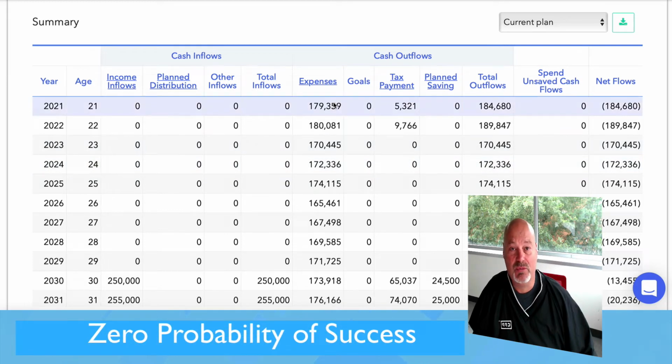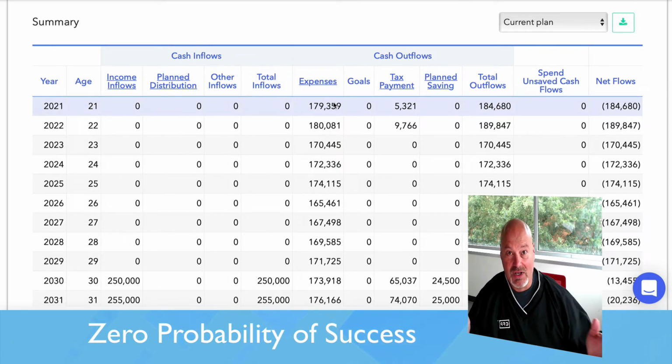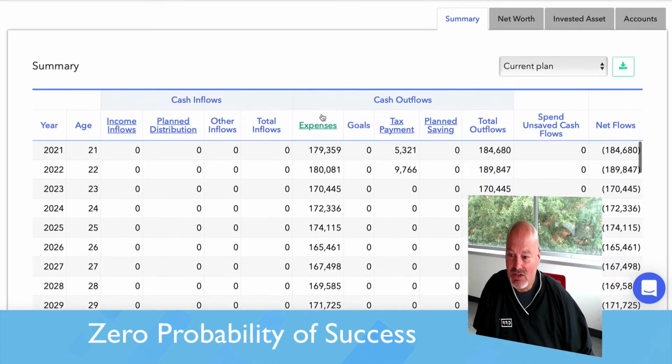Because remember, for your plan to work, it's just like any budget. You have to have income and expenses. If you have no income and only expenses, as we see in this plan, then naturally it's going to have zero probability of success. So what do we see here?